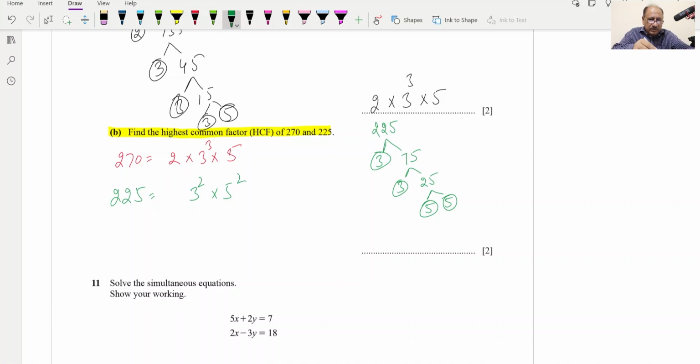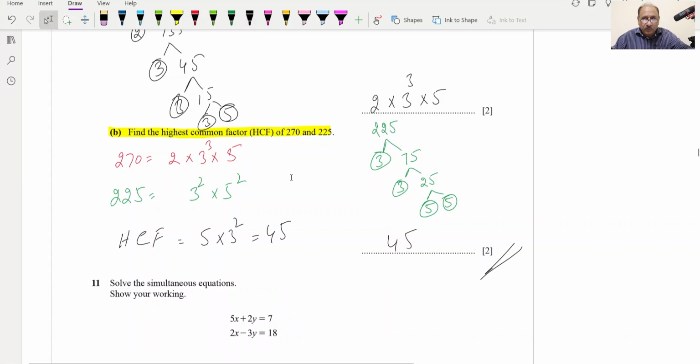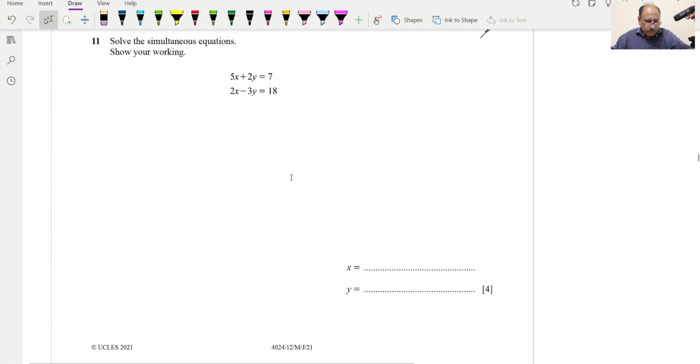Now for HCF we will be taking the common in both, which is 5 and 3 raised to the power 2. This is the common in both, so it will be 9 multiplied by 5, which is 45. So 45 will be our final answer for this part, and this part is a 2 mark question. Hopefully you understood this. Question number 11.